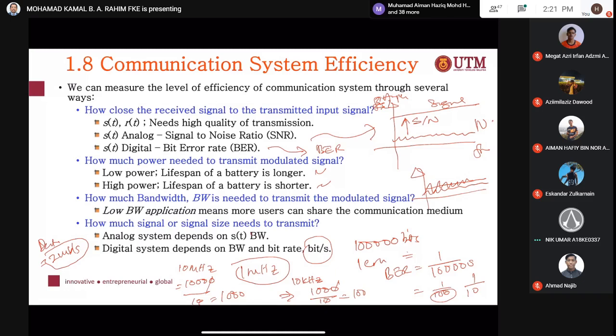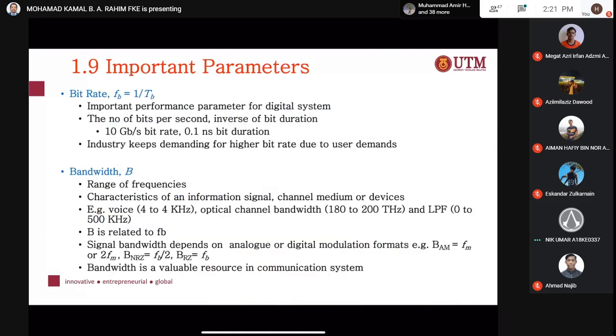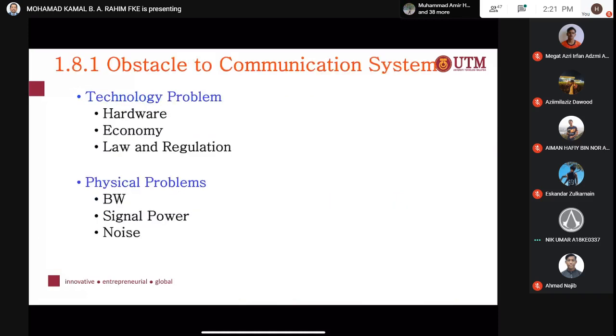Okay, right. So, obstacles to the communication system. Of course, you have technology problems: hardware, economy, law and regulations. And then the physical problems are your bandwidth, your signal power, as well as noise. Noise will affect your communication systems. The higher the noise that you have, maybe sometimes you cannot receive your signal.